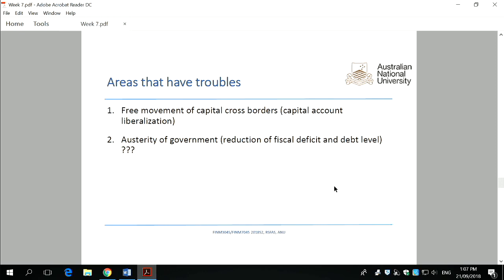Now, the second area that has problems is the austerity of government, reducing the fiscal deficits and the debt level. Now, this one is not conclusive. Why is it inconclusive? Because in some countries that actually worked, while in some countries it does not work, right? And in some countries, even when the debt level goes up, the economy goes well. That's like in the US, right? So all kinds of scenarios happen regarding this austerity of the government.